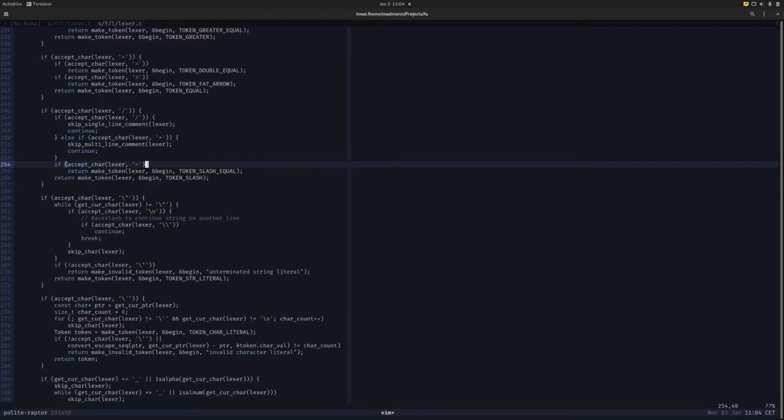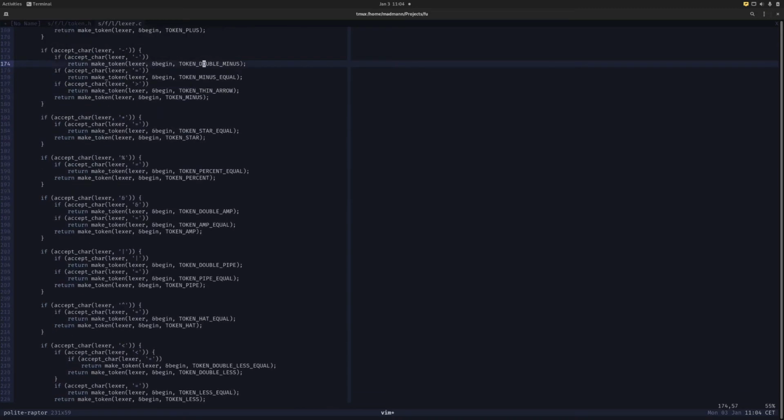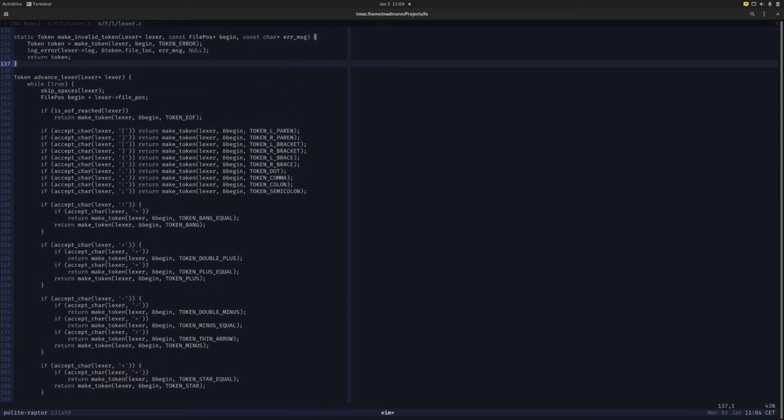And if you don't see anything else, then it could be either slash equal, which is divide equal, the symbol that you use to divide something and assign at the same time. Or it could just be a slash alone, for which we just return the division sign, the slash. Of course, there's also string literals, as you can see here, and character literals, but essentially it's just more content to the lexer. And that's it, basically.